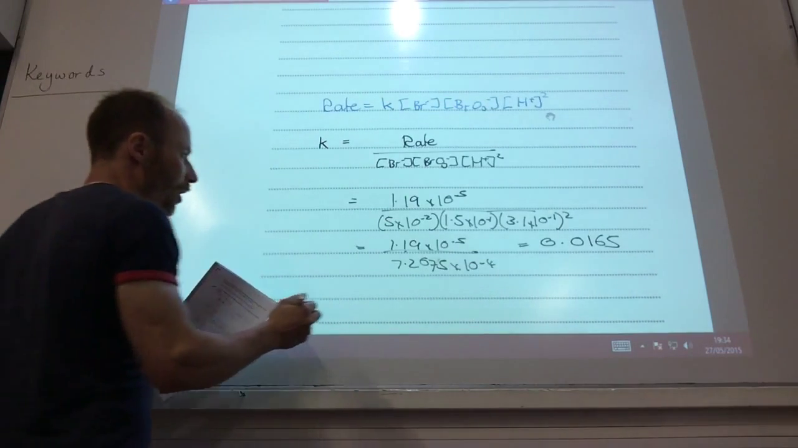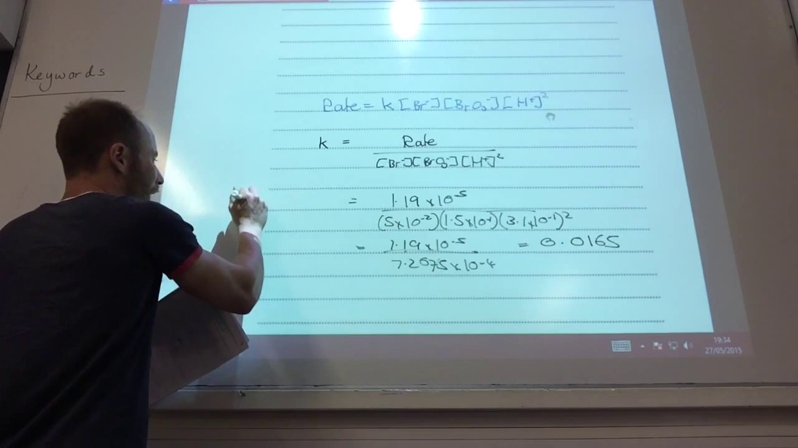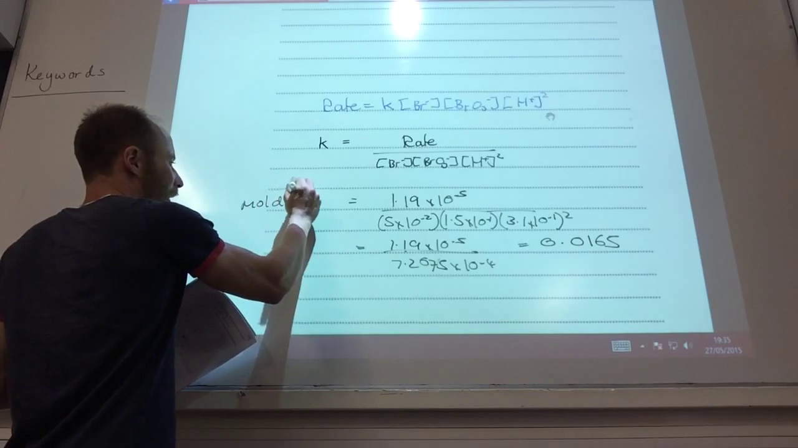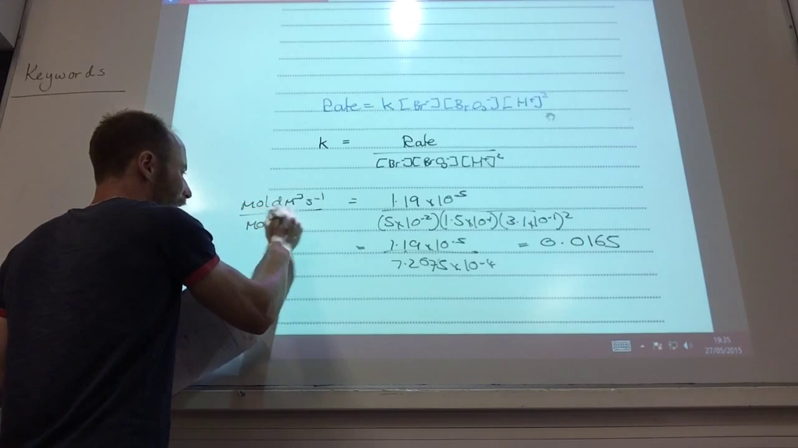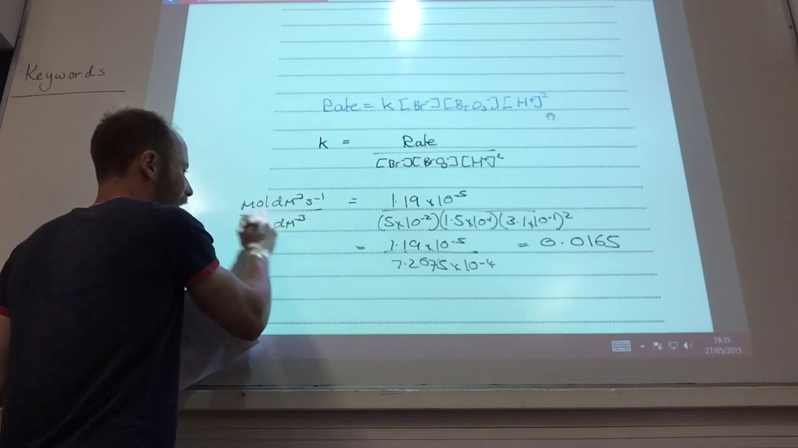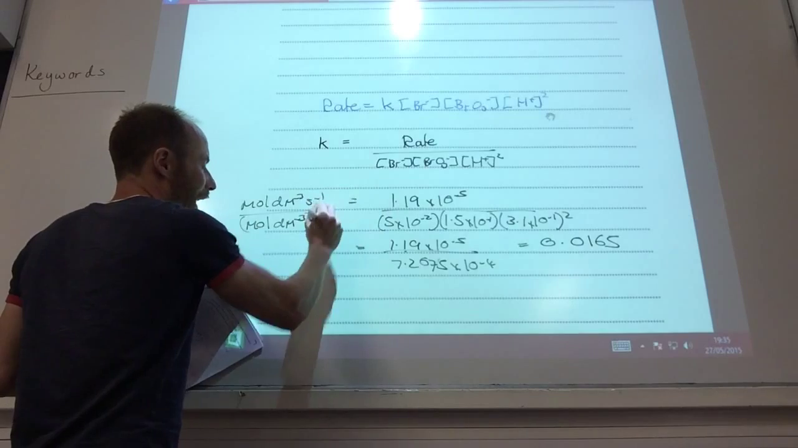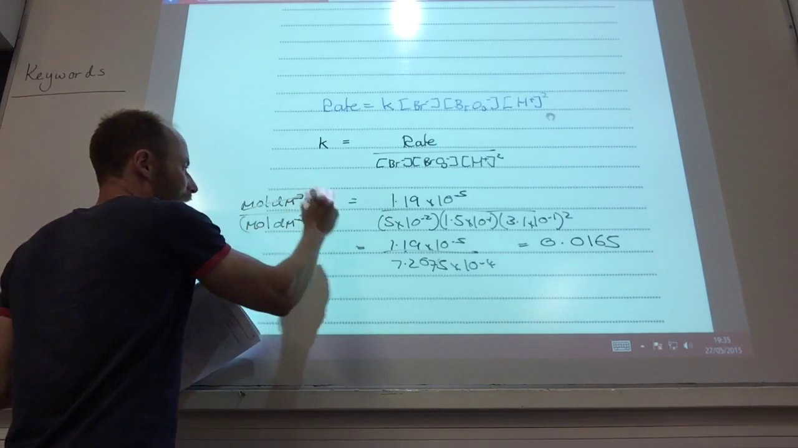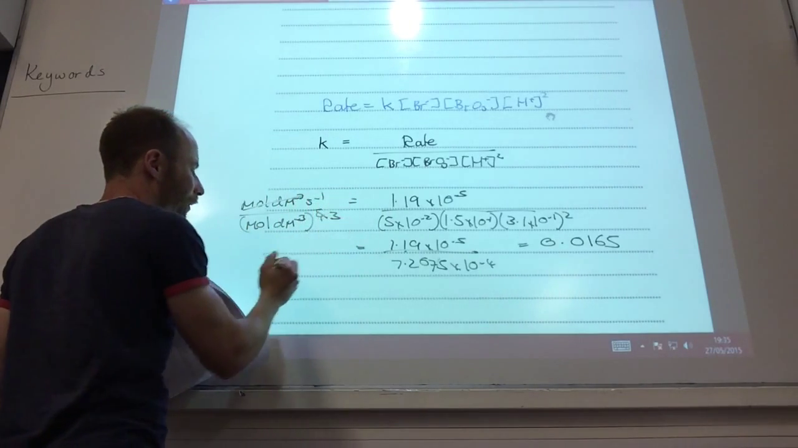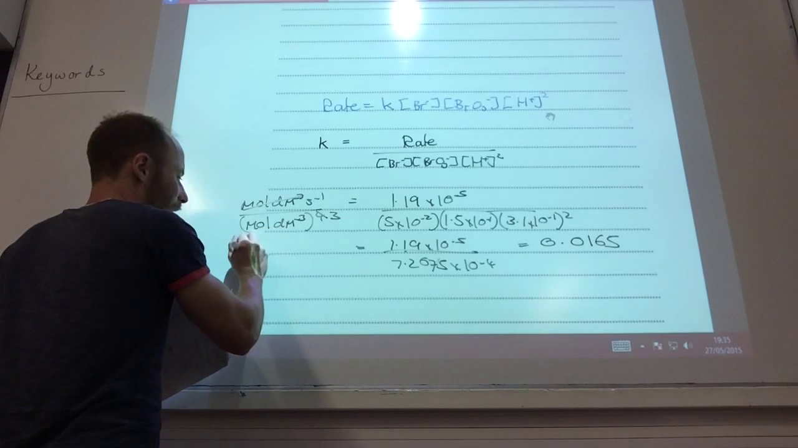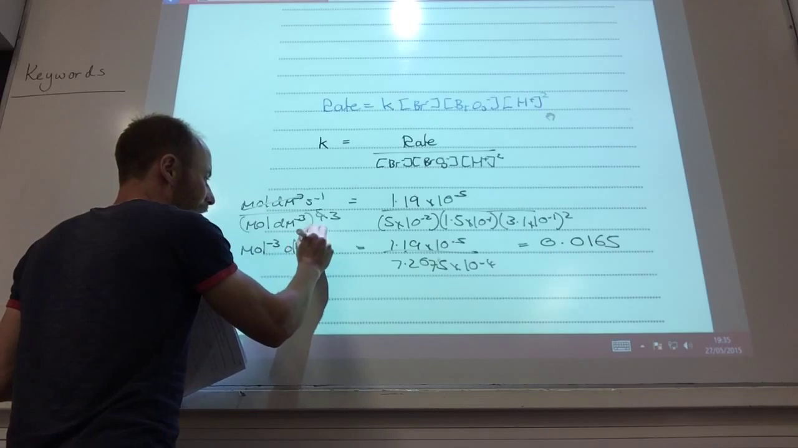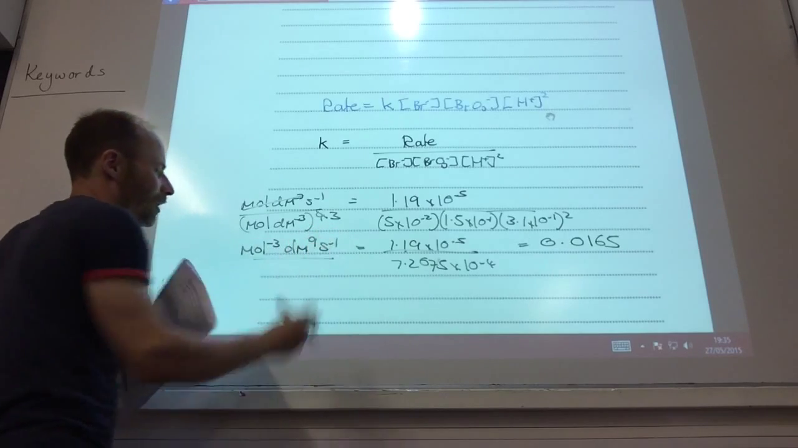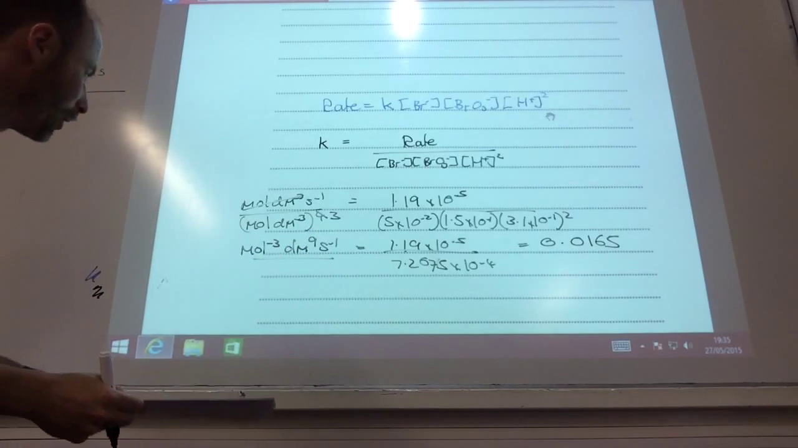You now need to work out units. Rate is in moles per decimeter cubed per second. Your concentration is going to be in moles per decimeter cubed to the power of 4. That's going to cancel with that to give you 3. So it's going to be moles to the minus 3, decimeters to the 9, seconds to the minus 1 for your units.